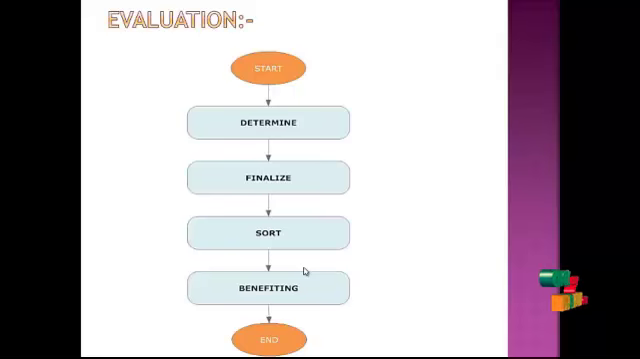So here, after determining those lists, finalize the rate at which the services should be provided for the customer. Then it will be sorted out, and after sorting this information, it will proceed to the benefiting method. In this benefiting method, we can allocate how much percentage the services should be provided for the customer, and finalize the rate at which the bank services should be provided for the customer.